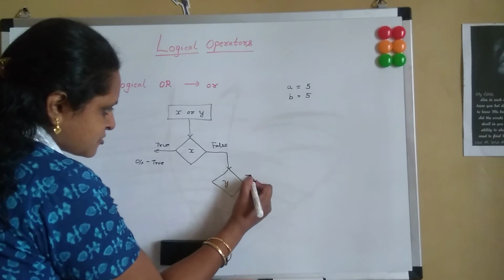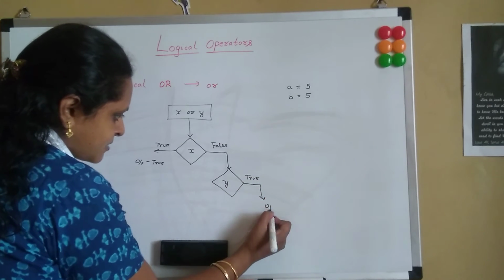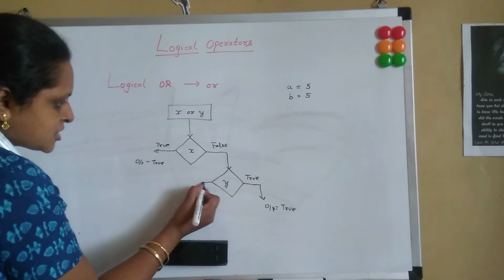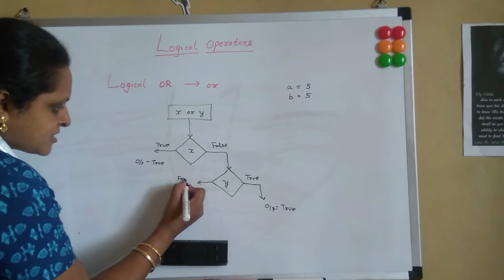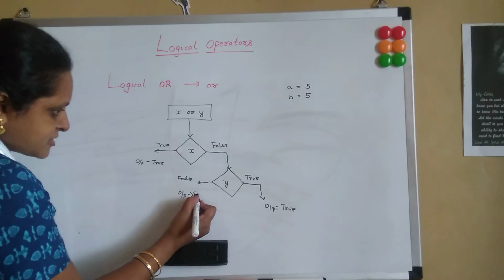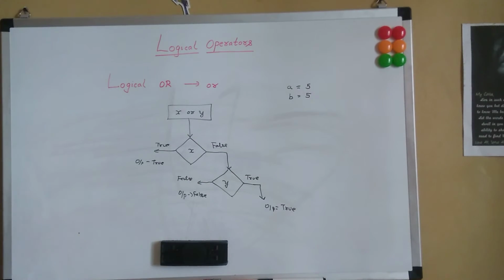If Y turns out to be true, the final output will become true. If Y also turns out to be false, the final output becomes false. So this is how the logical OR works in Python.